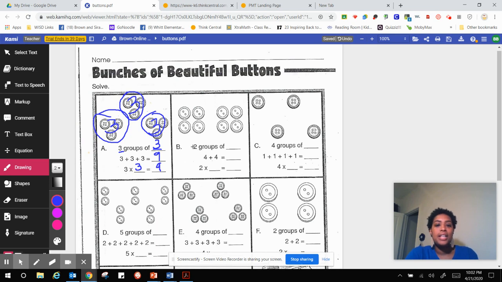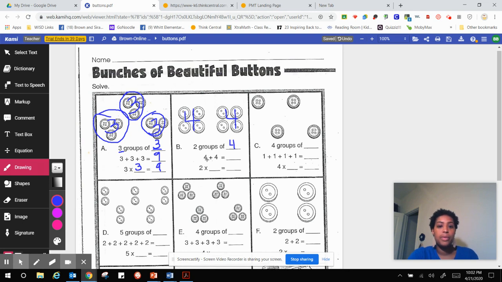So here we have two groups of. So we see we have group 1 and group 2. Now, how many buttons do we have in each group? If you said 4, that is correct. This group has 4, and this group has 4. So that would be two groups of 4. Well, what do we add together repeatedly? We add together 4 because there are 4 in each group.